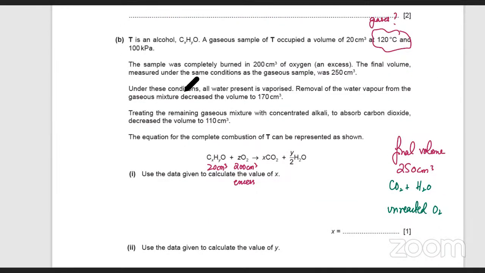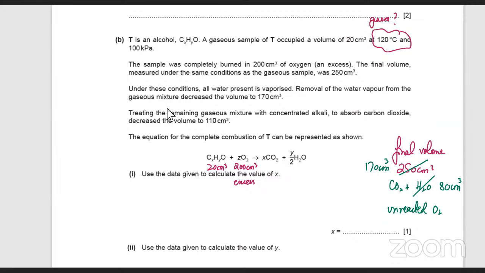So then he says that under these conditions, all the water present is vaporized. When he removes the water vapor from the gaseous mixture, the volume decreases to 170. The water remove किया तो 170 हो गया. तो इसका मतलब water कितना था? That was 80 cm cube. Right? Is this clear? कि 80 होगा ना water. क्योंकि water remove किया 250 से it became all of a sudden it became 170.